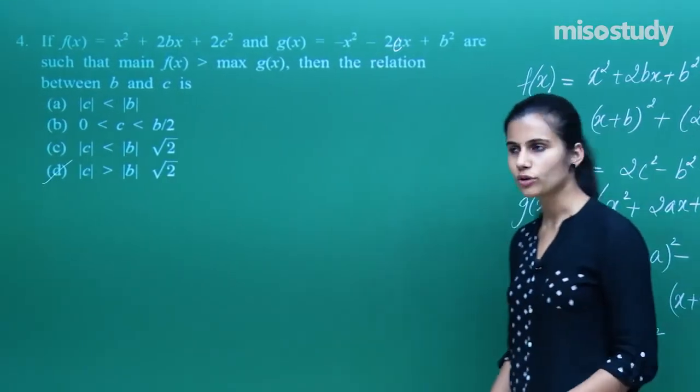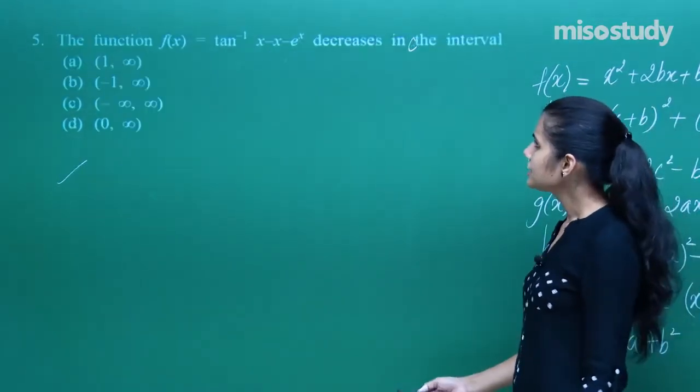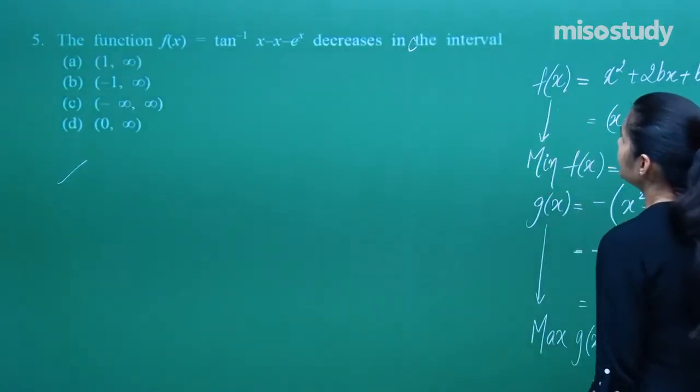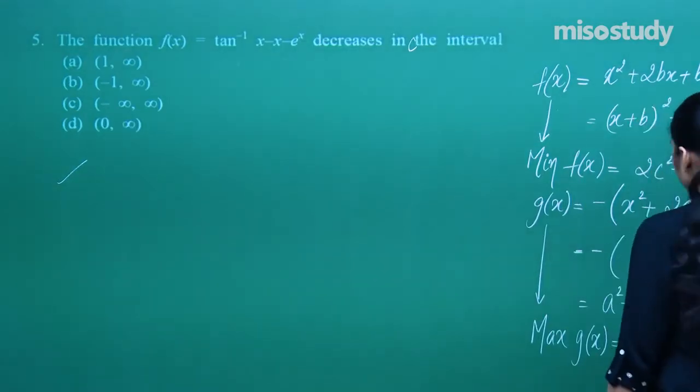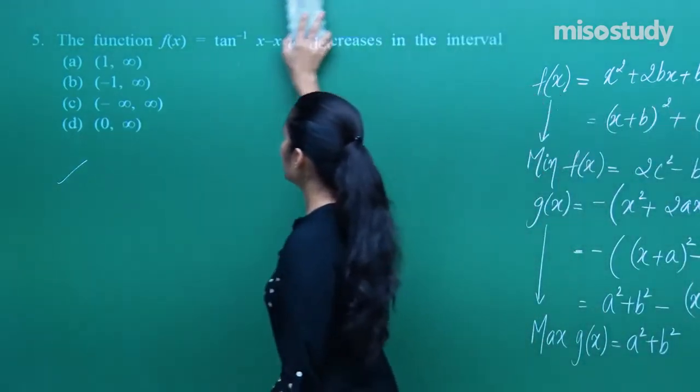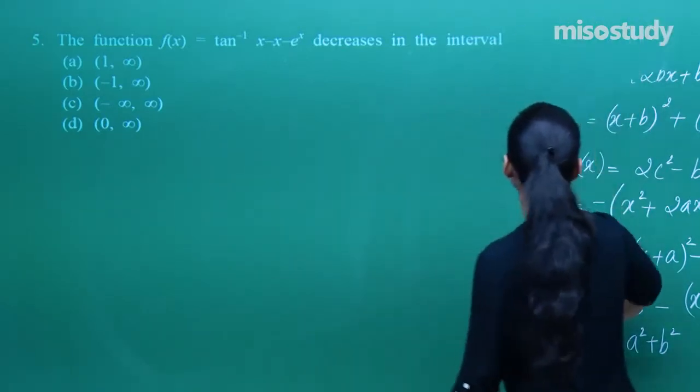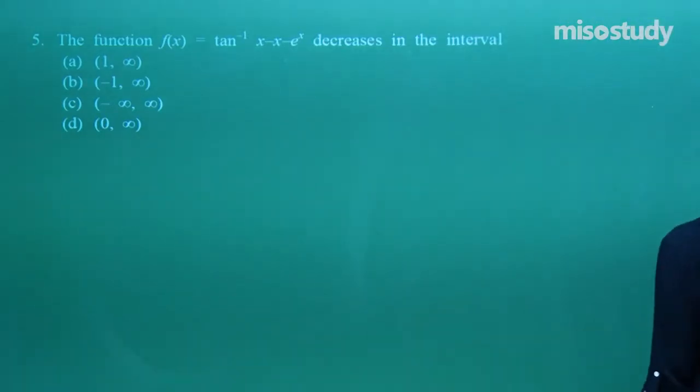Okay. Next question, let's see what it is. This function decreases in which interval? Let's see. Tan inverse x minus e to the power x. Let's talk about the behavior of this function, decreasing.